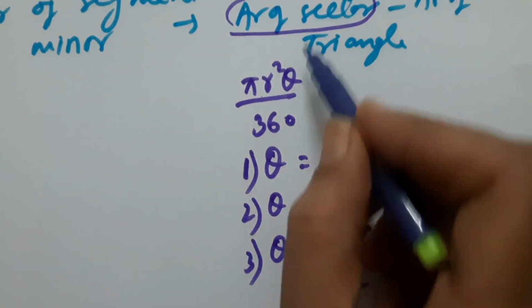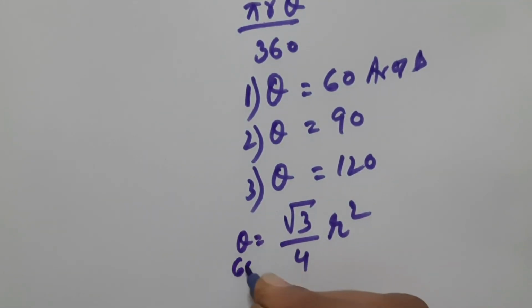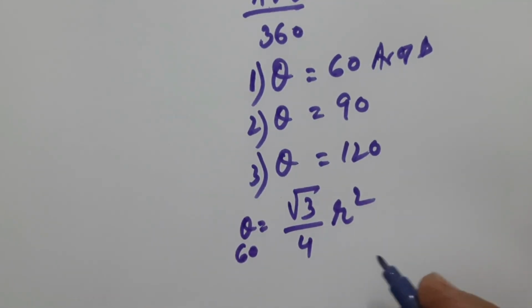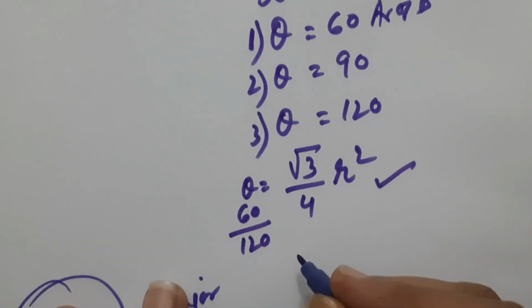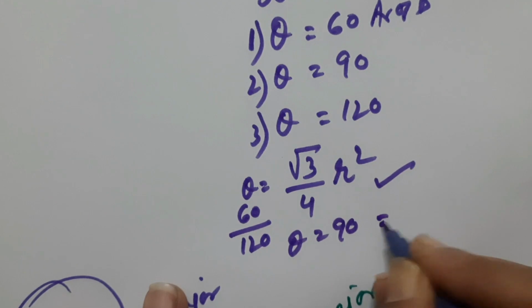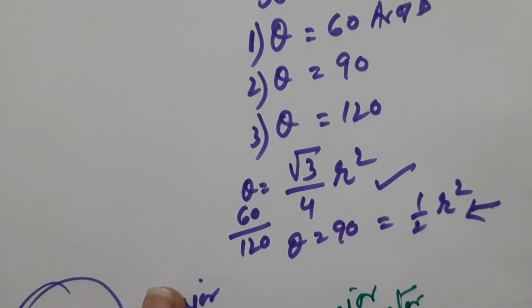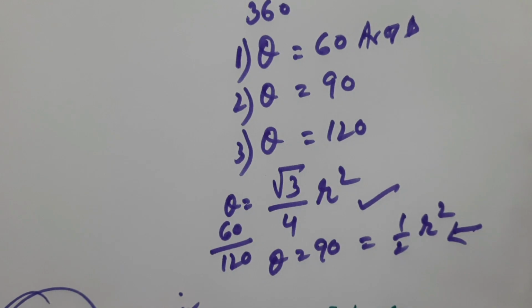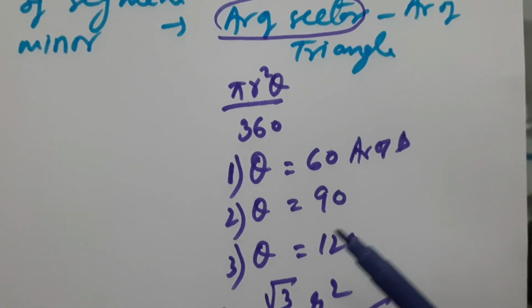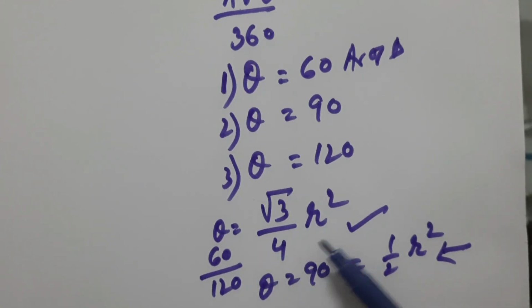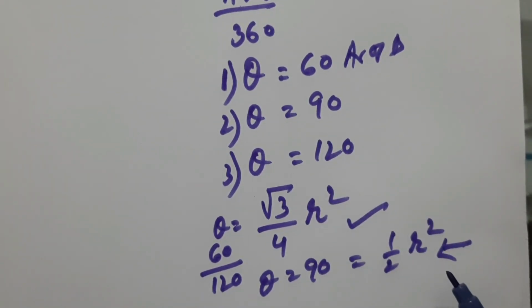Now related to the area of the triangle, first, when theta is 60, we are going to use root 3 by 4 r square. When theta is 120, then also the same formula. If theta is 90, we are going to use the formula half r square. So this is the first thing you need to remember, how to find the area of a segment. For the area of a segment, sector minus triangle, theta can be 60 or 120, where the formula is root 3 by 4 r square. When theta is 90, the formula is half r square.